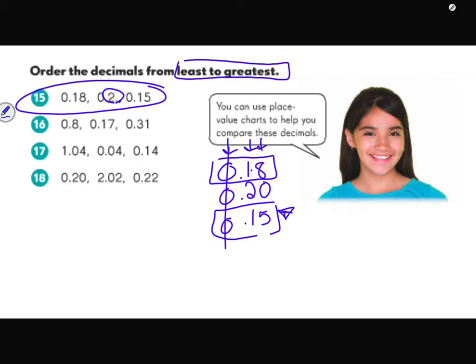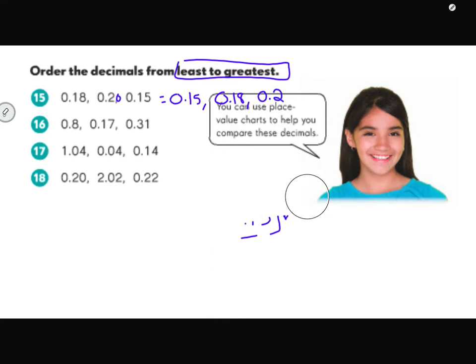I could think of it as money as well: 18 cents, 20 cents, 15 cents. Don't be lazy. You can rewrite the decimals. It is not that hard. We are not asking you to write an essay. You can put them in order. I put a comma in between and space them out. I know 15 hundredths is the smallest, then 18 hundredths, then 2/10, because I know 2/10 is 20 hundredths.